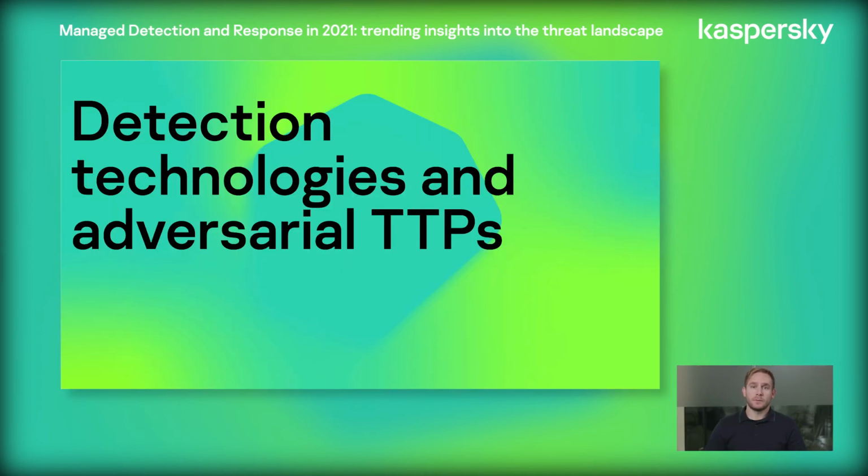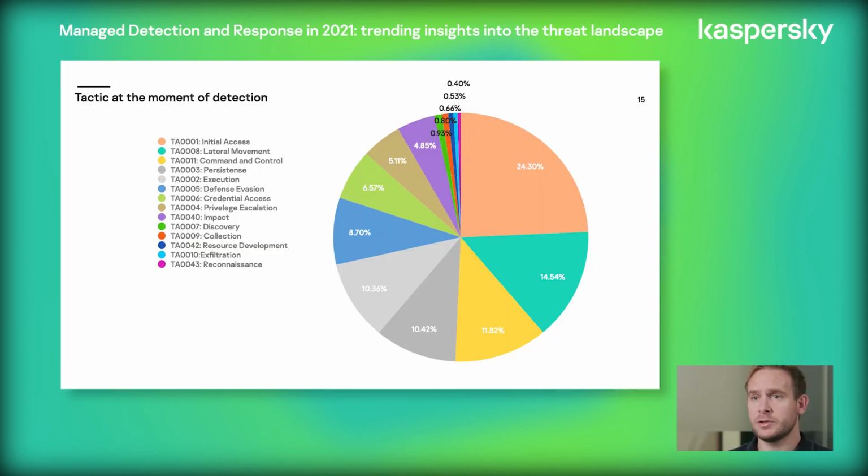Now, if we move on to what may be the most interesting section of today's session, we'll talk a little bit about the sensors used in our MDR and the detected adversarial techniques, tactics, and procedures. Let's first look at the tactics used at the moment of detection. As I mentioned earlier, all of our incidents contain a list of related MITRE tactics and techniques. The diagram shows the MITRE enterprise techniques at the moment of detection.